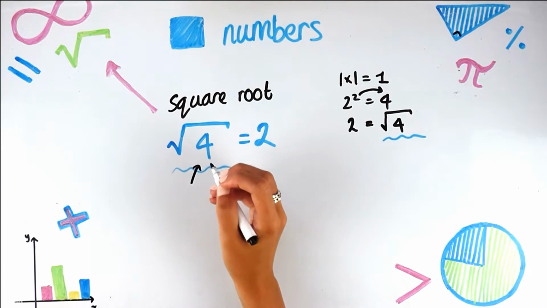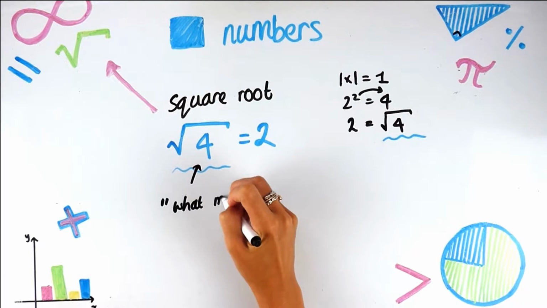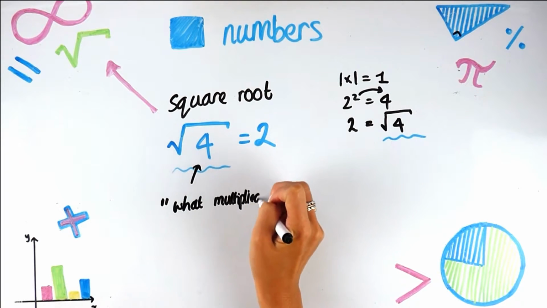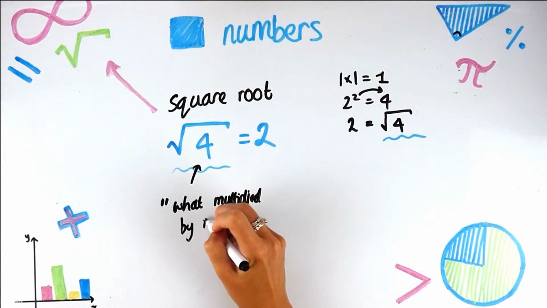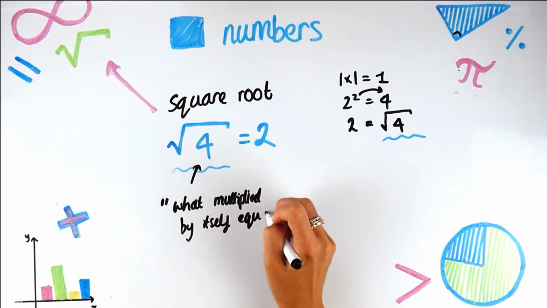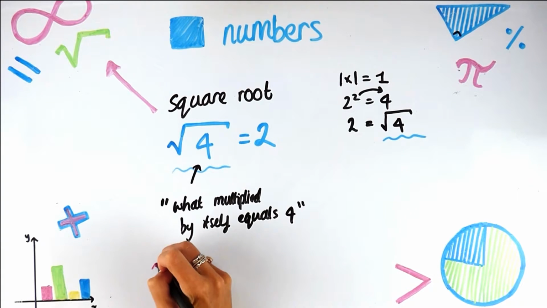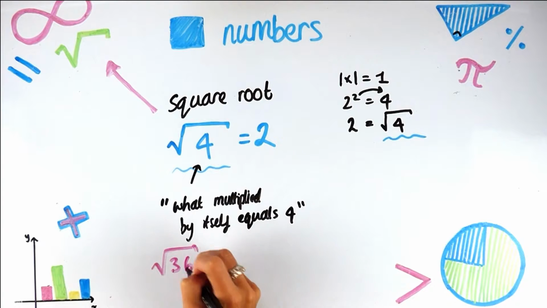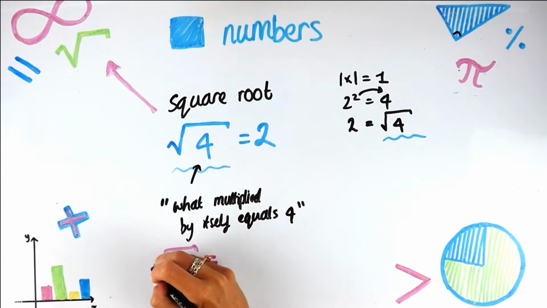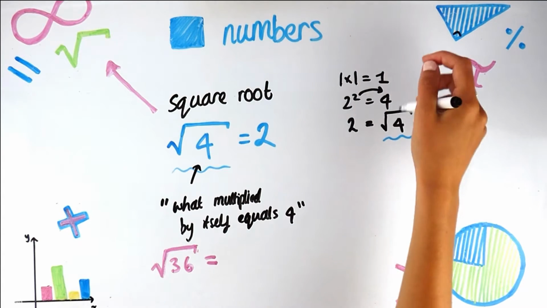For this question, in English terms, you would ask yourself, what multiplied by itself, so you'd have to have the same numbers, equals 4. Or, for example, if I had root 36, the question I would ask myself in my head, in a non-mathematical way, would be, what multiplied by itself is equal to 36? Maybe you don't know that off the top of your head, so let's keep going down this line.